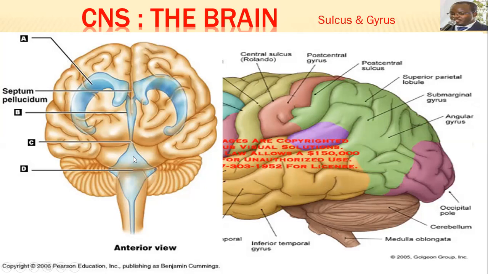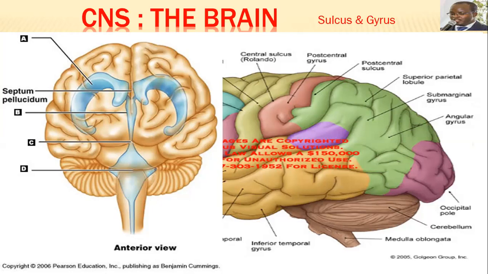And the 4th ventricle is found within the pons, the medulla, and some portion of the cerebellum. This is where you find the 4th ventricle. The 4th ventricle communicates with the subarachnoid spaces via 2 foramina. You have the foramina of Luschka on the lateral aspect, then the foramen of Magendie on the posterior aspect of the 4th ventricle.